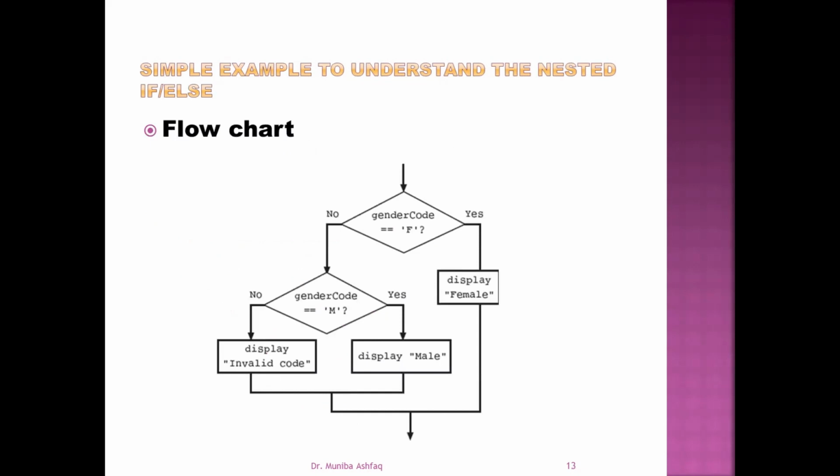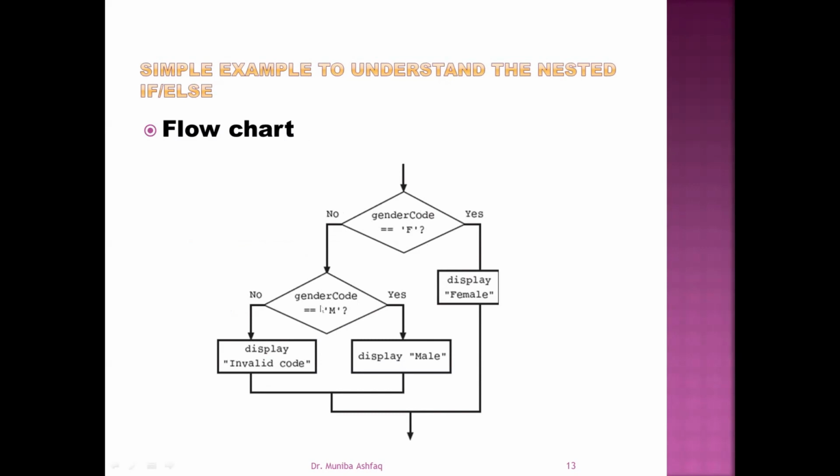So the flow chart of this program is that, if you come towards this flow chart, you can see that you have to enter the gender code; the user will enter the code. And on this code, we have to apply the condition. If it's F, if it's yes, then you have to display female. If it's not, then you have to go to the other end, which is the else part.